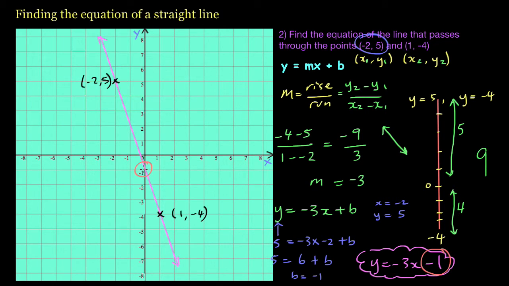So 3 is the rise, 1, 2, 3, and we run once to the left, and you can see we hit that line. We'll try it again. 1, 2, 3, and bounce once to the left, and once again we hit the line. So we rise 3, run 1. That's our gradient, and we know we have the right equation.